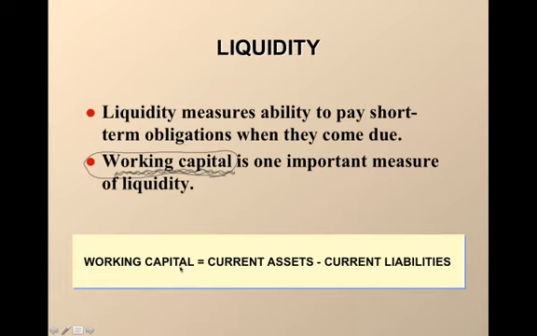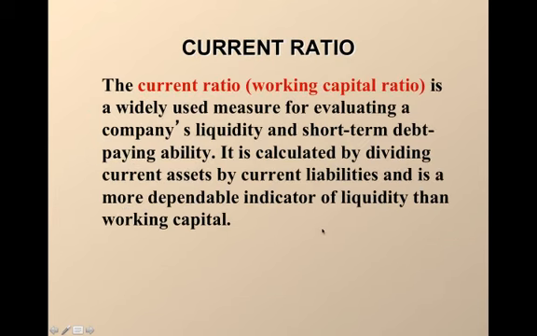Basically, the formula for working capital is current assets minus current liabilities. Very easy. If it's a positive number, that's good. That means your assets are larger than your liabilities.